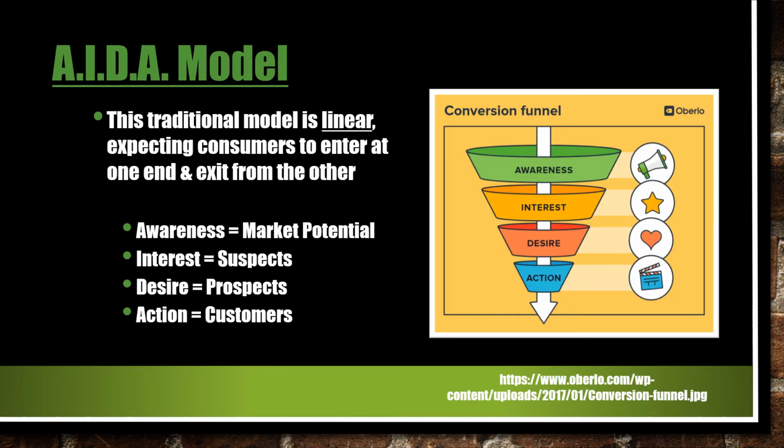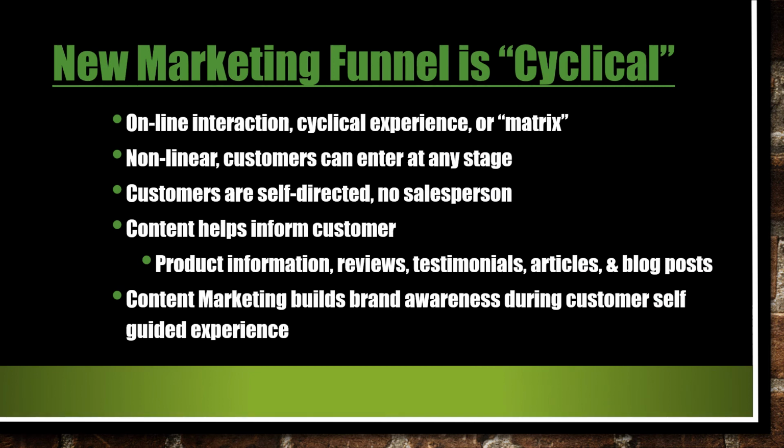And here again, there's this model, the traditional model. It's linear, expecting customers or consumers to enter at one end and exit from the other. And again, awareness is market potential, interest is the suspect, the desire is a prospect, and actions are your customers. The new marketing funnel is cyclical: online interaction, a cyclical experience, or the matrix.